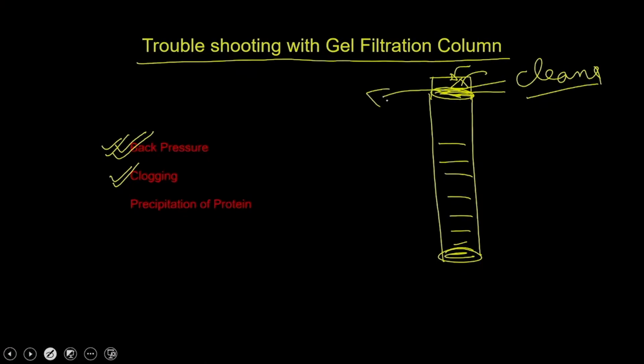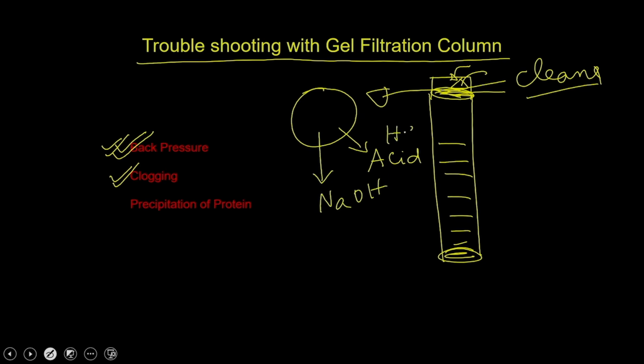If you have clogging problems, then you have to take out these filters and treat them with acid, such as HCl, or with alkali, such as NaOH. When you treat them with HCl or NaOH, the proteins present in the pores are going to be damaged, and that is how they are cleared off.